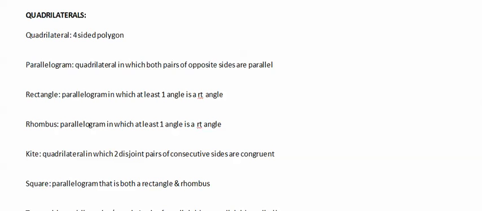The next one is a parallelogram. It's a quadrilateral, so it has to be four-sided, in which both pairs of opposite sides are parallel. So if you look at this, and we're going to mark parallel lines with double arrows, those sides would be parallel as these sides will be parallel. Again, there's more properties to parallelograms, but we'll explore those in the labs as well.